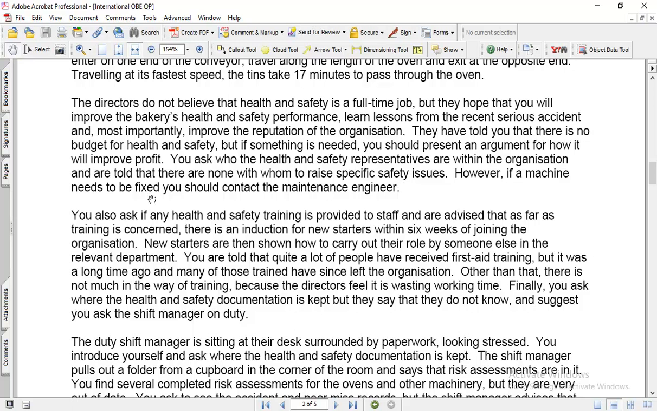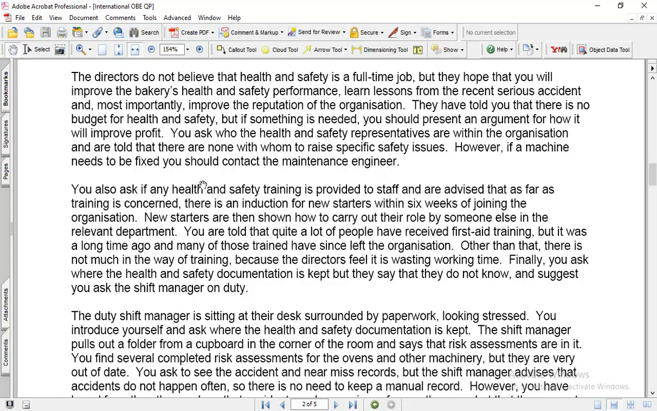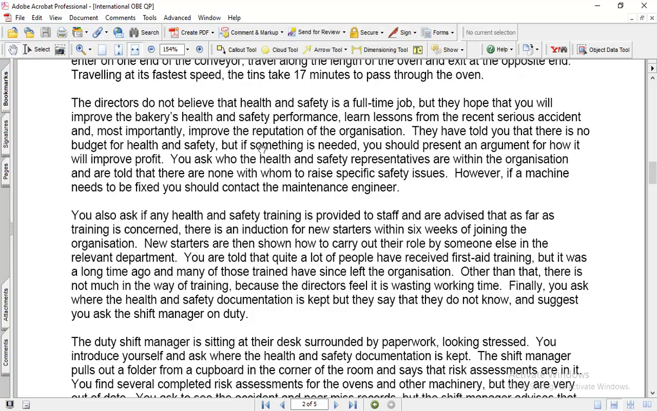However, if a machine needs to be fixed, you should contact the maintenance engineer regarding the maintenance. A maintenance engineer is available if there is an issue in a machine. They are available to fix it. So we are getting a little information regarding health and safety from this paragraph.